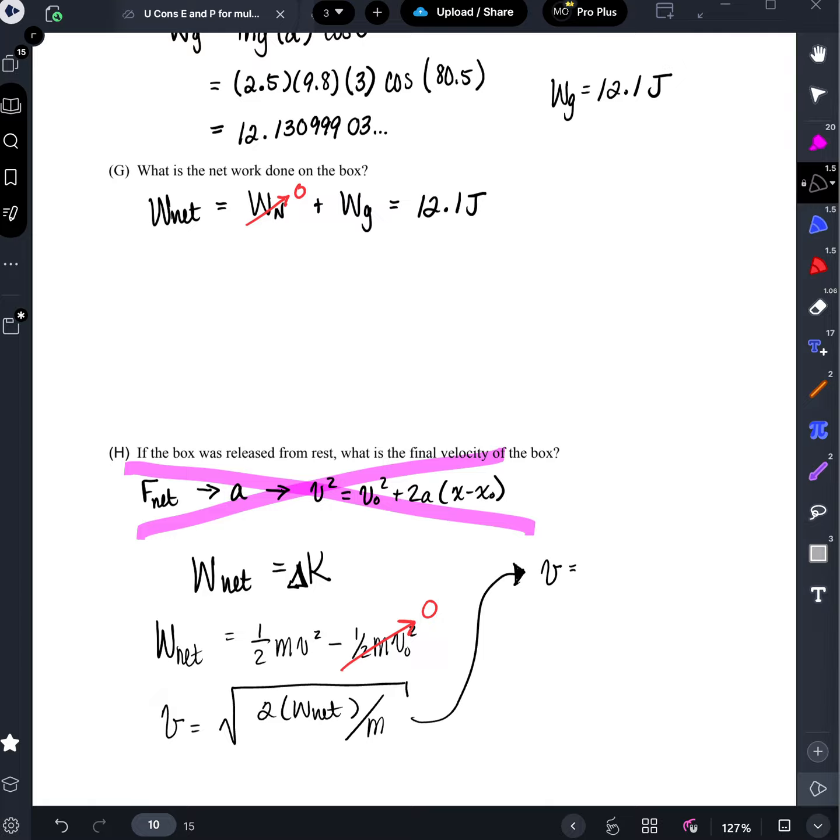So that's going to give us a velocity equal to the square root of 2 times, now remember, you want to use the full number so that we have as few rounding errors as possible. And our mass for the box was 2.5, giving us a velocity of 3.11525, on and on and on, or that the final velocity is 3.12 meters per second.